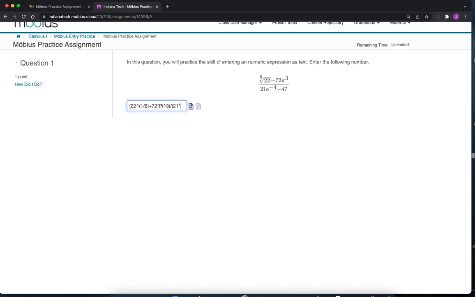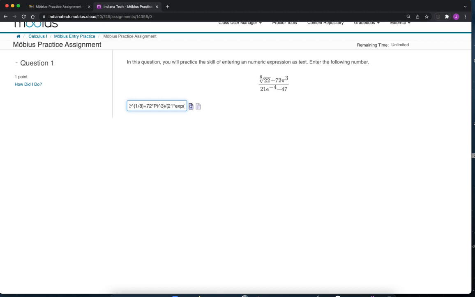Now let's do the E. The E is special. That E is that special number 2.71 and so forth. And it's an exponential function, really. And the abbreviation or the text version of the exponential function is exp. And then you open parentheses and put the exponent in parentheses.